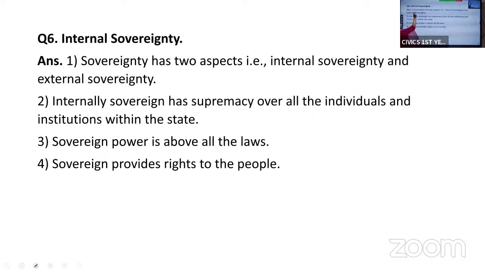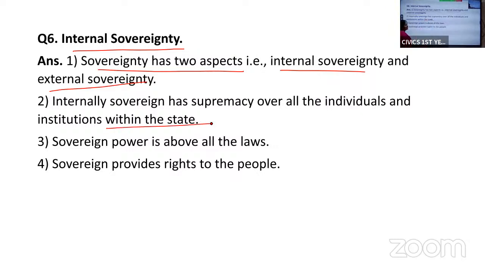Next is internal sovereignty and external sovereignty. See, when I explained the characteristics of sovereignty, I told you that sovereignty has got two aspects, that is internal sovereignty and external sovereignty. Internal means the sovereign authority has control over all the individuals and associations within the state. The sovereign authority, the supreme power, which is vested with the government, has control over all the individuals and associations in the state. And sovereign power is above all the laws.